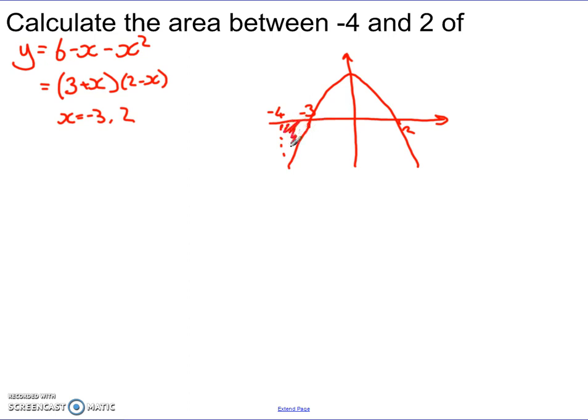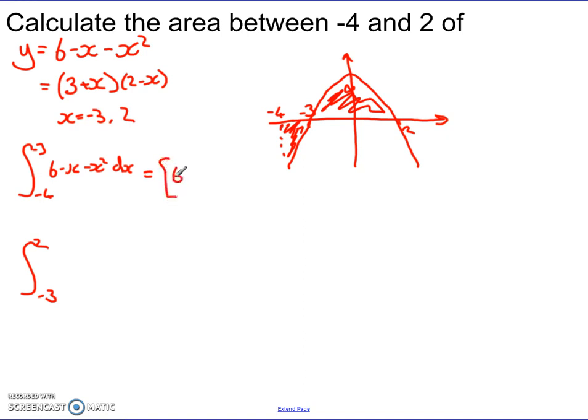So what I'm going to have to do is the integral of this part here and the integral of this part here, and then combine them. So what I'm going to have to do is the integral from negative 4 to negative 3 of the curve, and then the integral from negative 3 to 2 of the curve, and then put them together. So negative 4 to negative 3 is 6 minus x squared dx. Integrate this part here, and you get 6x minus x squared over 2 minus x cubed over 3. And that's from negative 4 to negative 3.